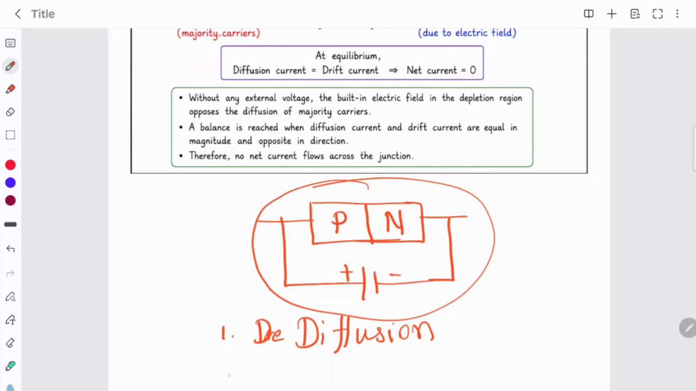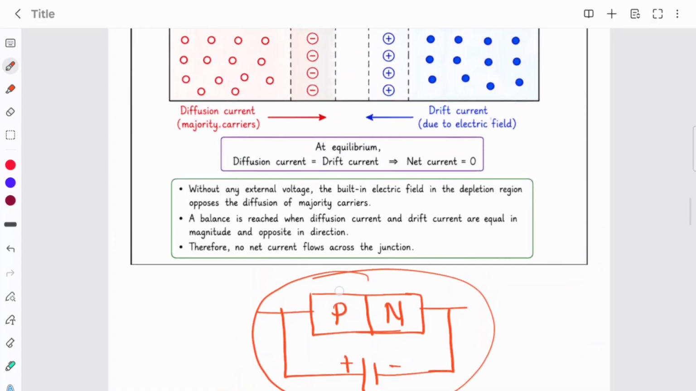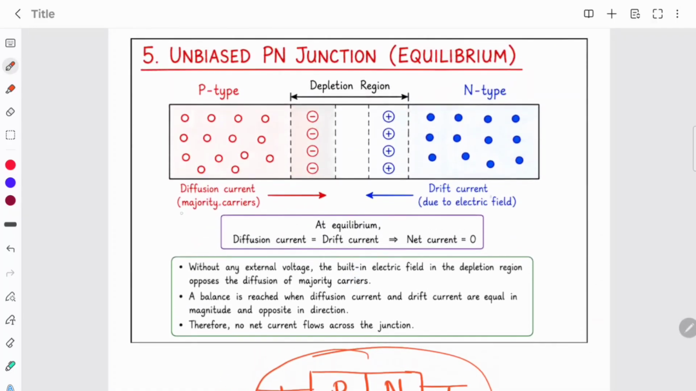The second is drift. The electric field in the depletion region produces a force on the charge carriers. At equilibrium, these two effects balance each other. Therefore, the net external current through the diode is zero, and the depletion region remains established at the junction. This is called the unbiased condition of the diode.